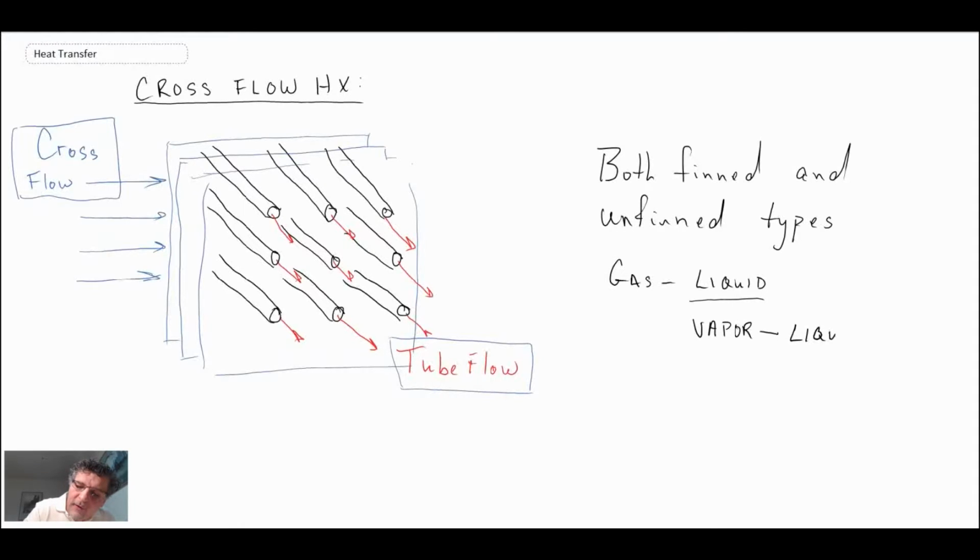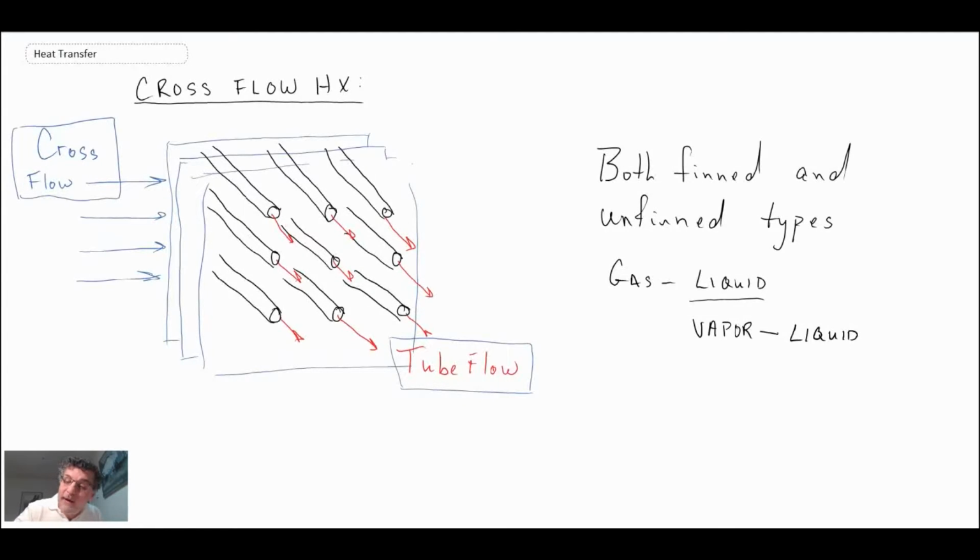And I guess you could also be going through a phase change the other way, going from liquid to vapor, depending upon the particular design. But anyway, typically gas to liquid, that is the cross flow heat exchanger. So it's another type of construction. And again, you can have different flow arrangements, just like I said, depending on if it's mixed or unmixed, if you have fins or no fins.